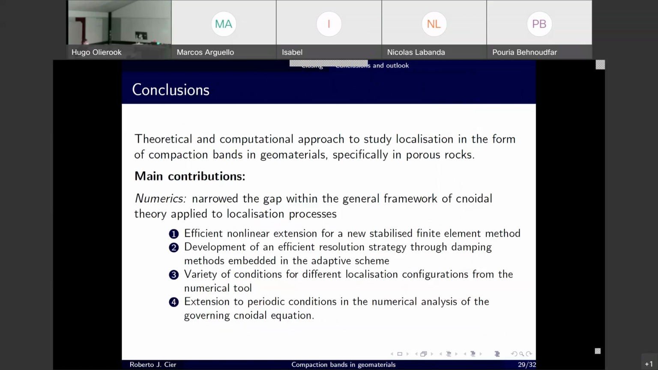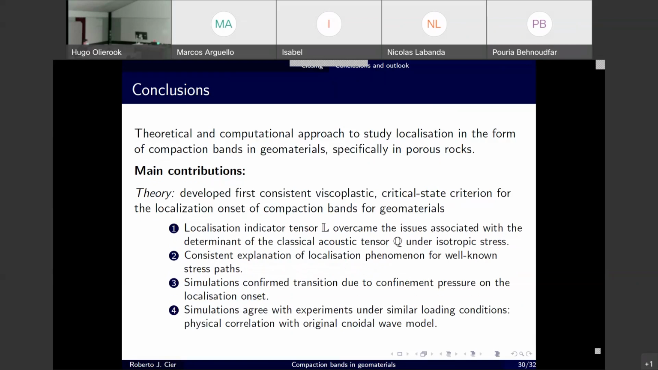So at the end, the main contributions are in two different fronts. We narrowed the gap within the general framework of the noidal equation applied to localization processes. We ended up building a robust enough numerical technique that it adapts itself and helps us to solve nonlinear problems and find different branches of solutions. And from the theoretical part, we ended up proposing a new, consistent viscoplastic mechanical framework that allows us to enhance all the localization indicators through this L tensor. And at the end, all the simulations we did agree with the experiments under similar loading conditions, and it finds a physical correlation with the noidal theory from Bebiakis and Regen-Noweli.